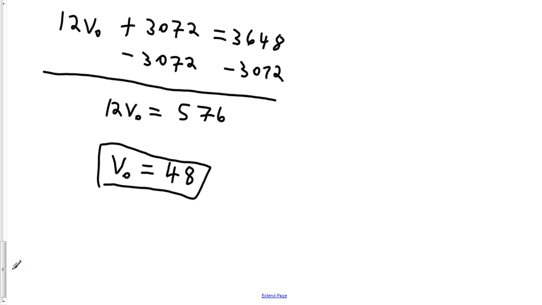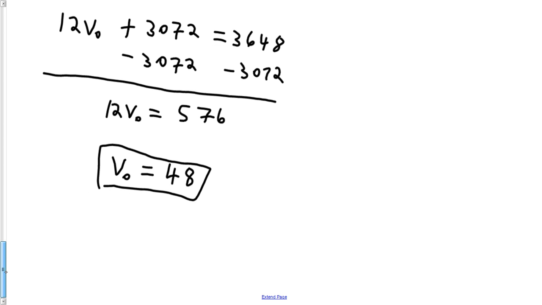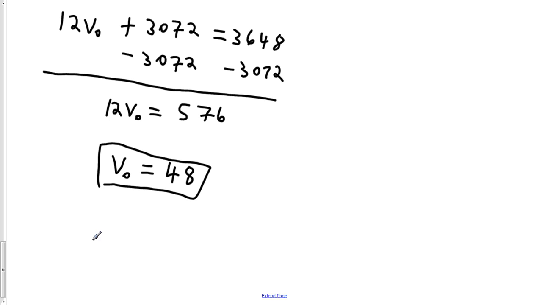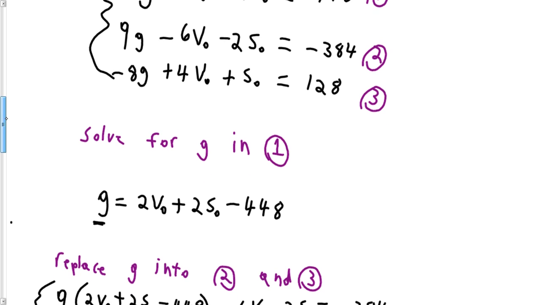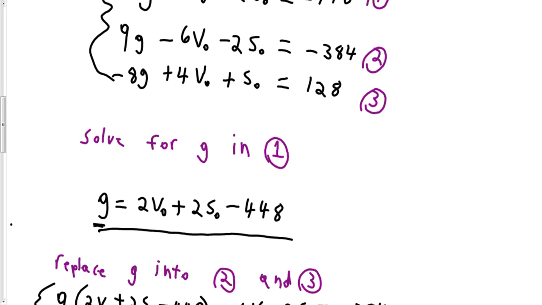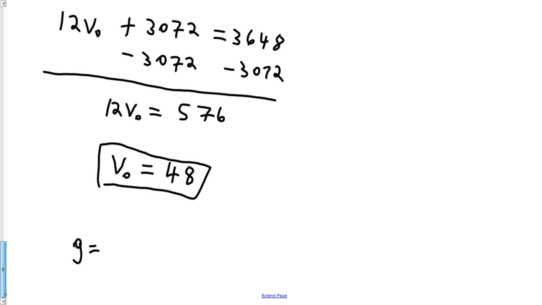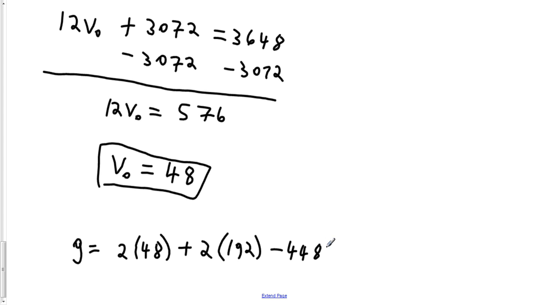And the last thing I want to find is g, the acceleration due to gravity. Remember I had this original expression all the way up here for g? So I'm going to use that expression for g. G is equal to 2 times 48 plus 2 times 192 minus 448. And these calculations will give us a value of g of 32. So I have g is equal to 32.